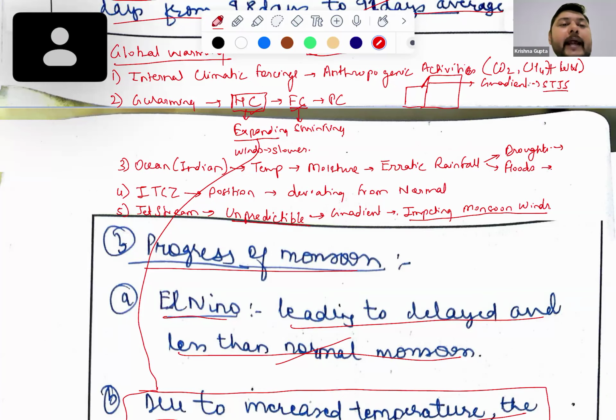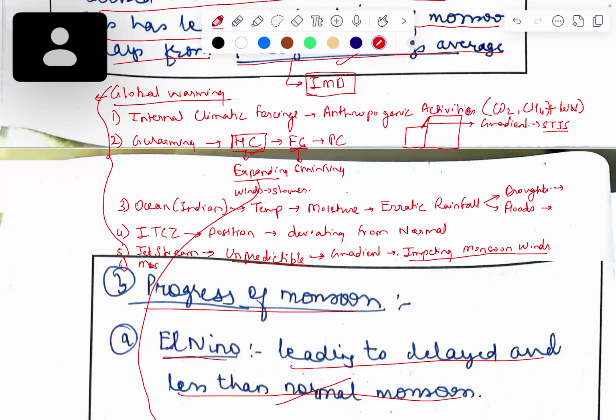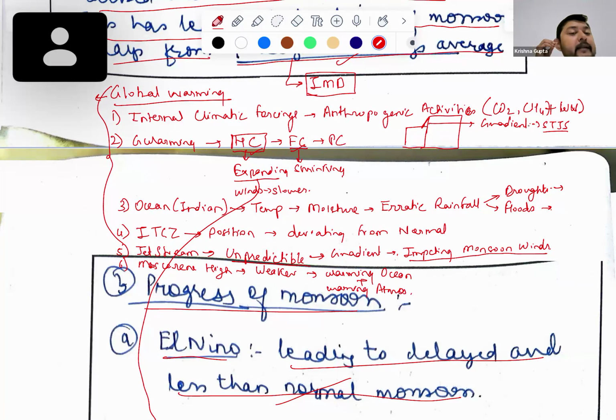So we can add this certain aspect. Can we also add that the Mascarene high gets warmer because of warmer waters, and then the high pressure that is created over there will also weaken? Yes, we can add this part also. The Mascarene high is getting weaker because of the warming ocean plus warming atmosphere. So this can also be added.